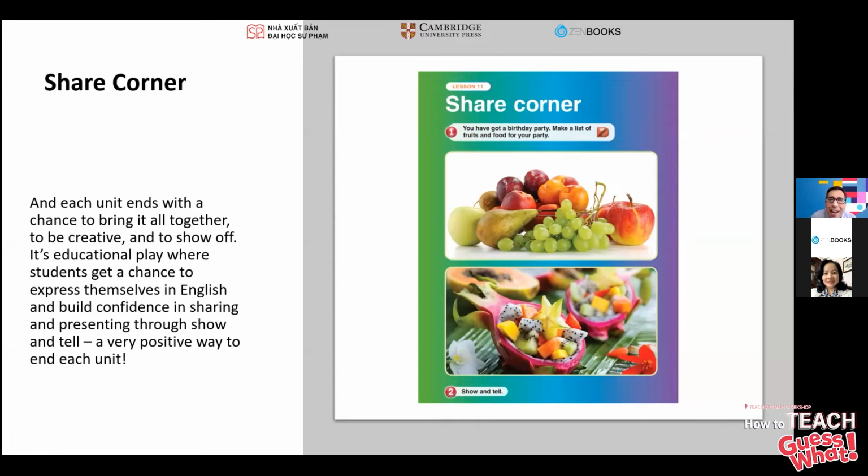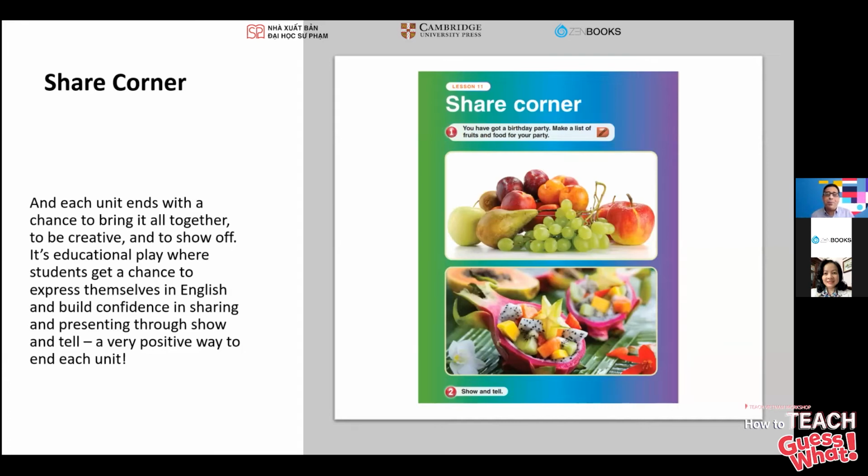It's more motivating. And it gives confidence because it gives students a chance to show off what they've done. If you want your students to be confident, give them a chance to show off and say, look what I can do. It's educational play where students get a chance to express themselves in English. It's a very positive way to end each unit. We don't end with a test. We end with, look what I can do.